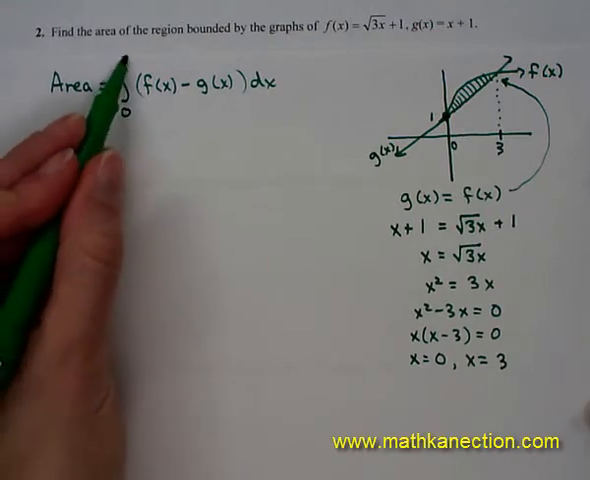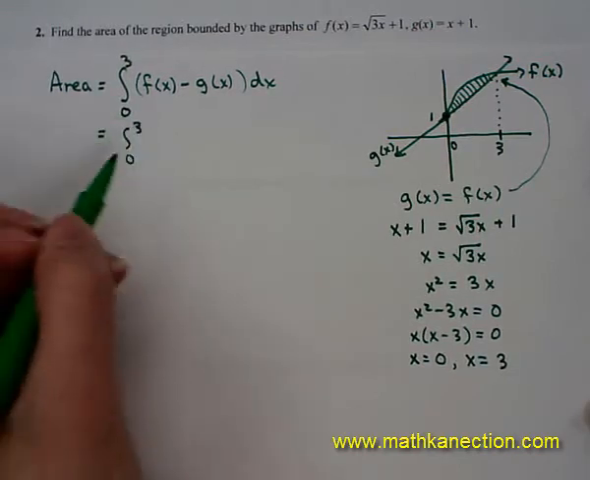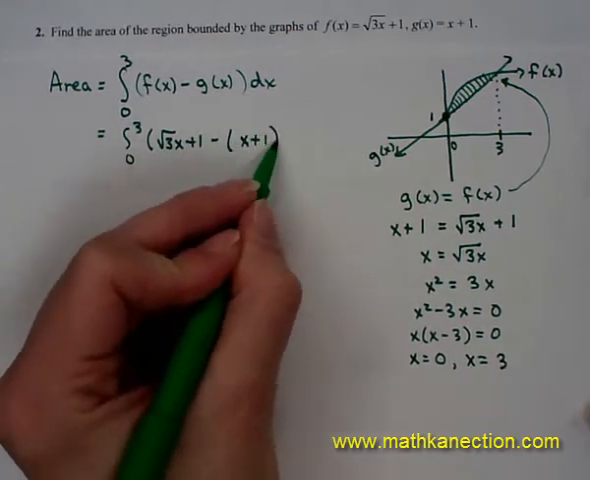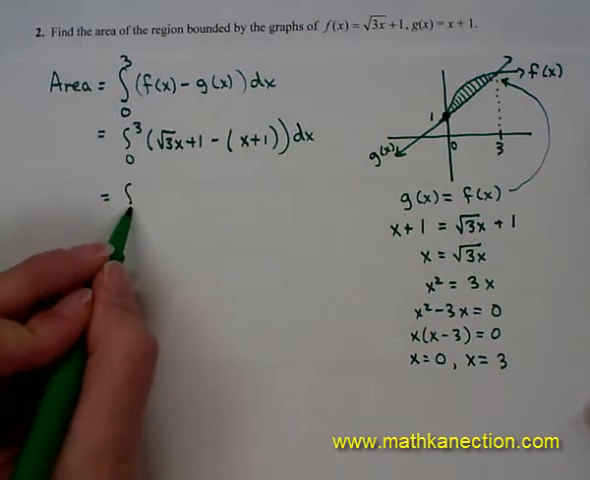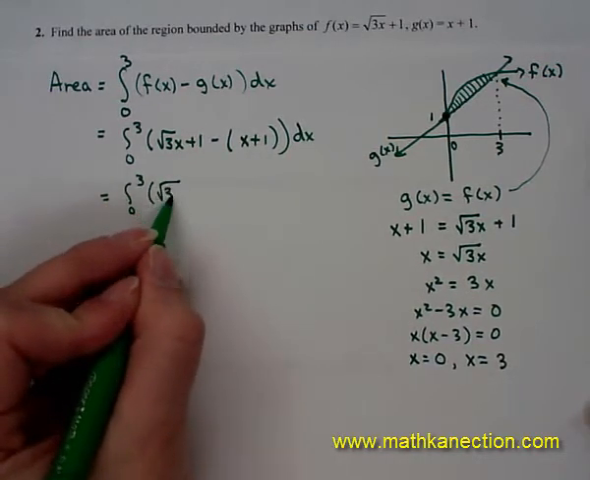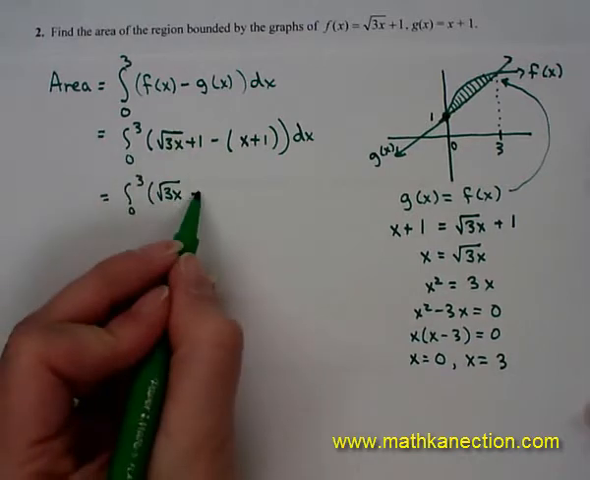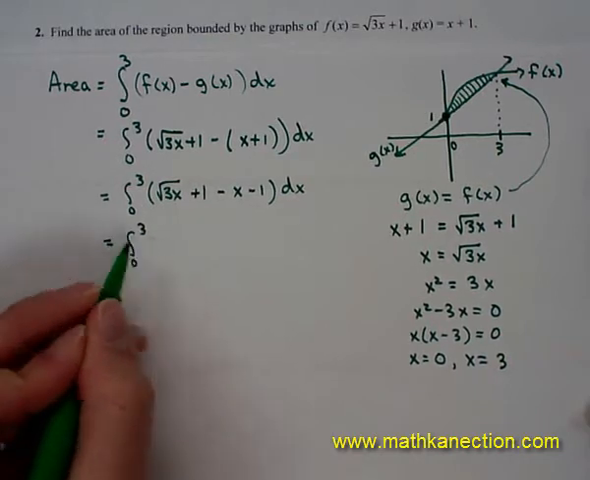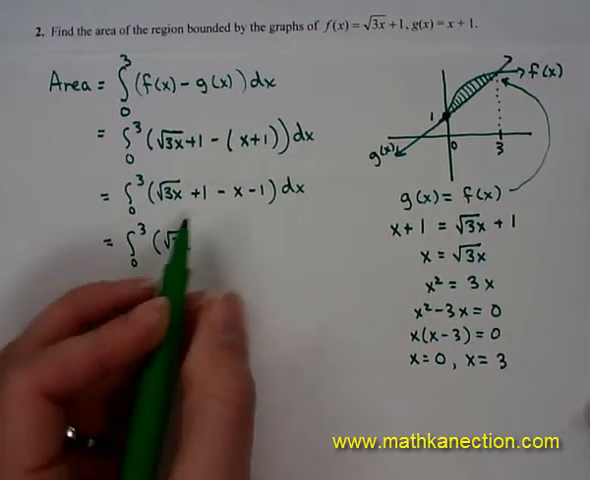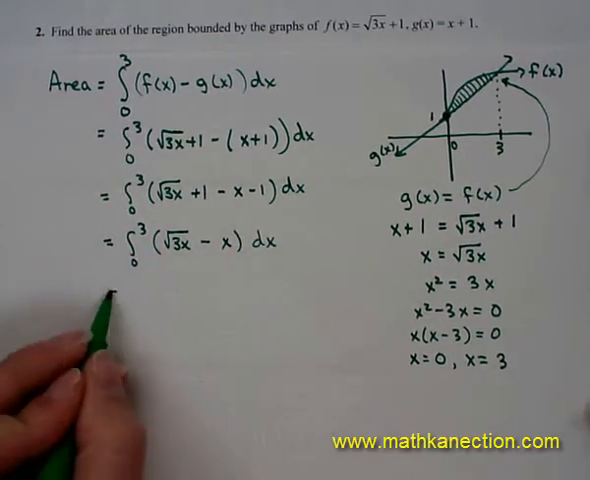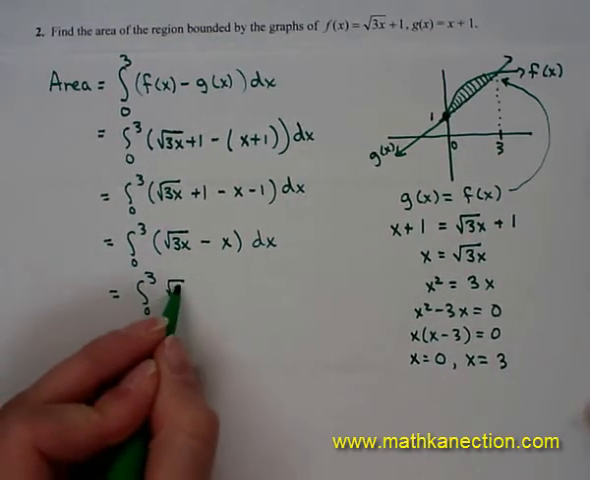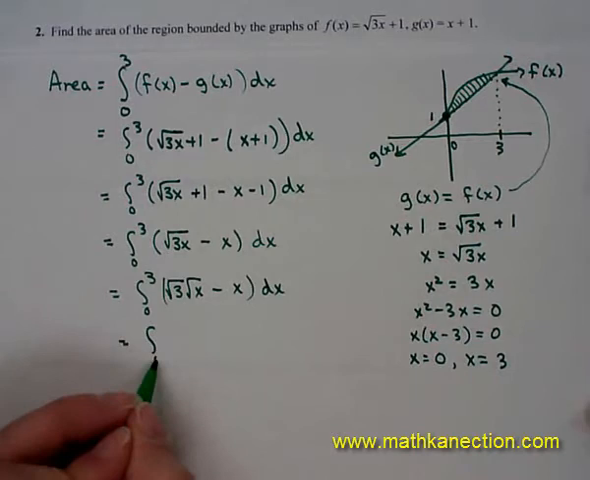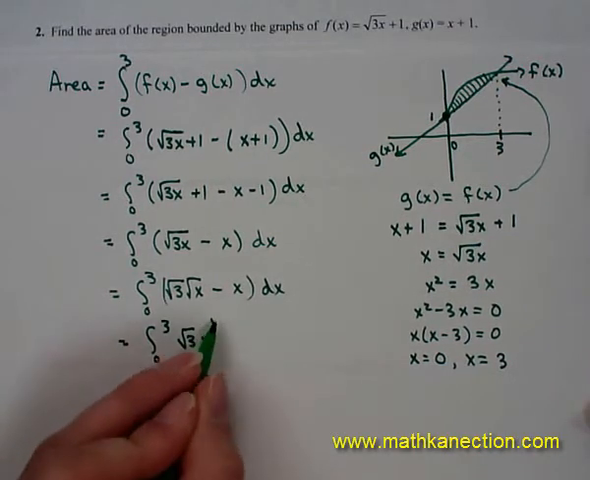So when we calculate our integral, we'll be going from 0 to 3 of f of x minus g of x. The integral from 0 to 3 of the square root of 3x plus 1 minus the quantity x plus 1 dx. Simplifying the problem by distributing the negative. Then combining like terms. Rewriting the square root of 3x as the square root of 3 times the square root of x. And again, rewriting the square root of x as x to the 1/2.